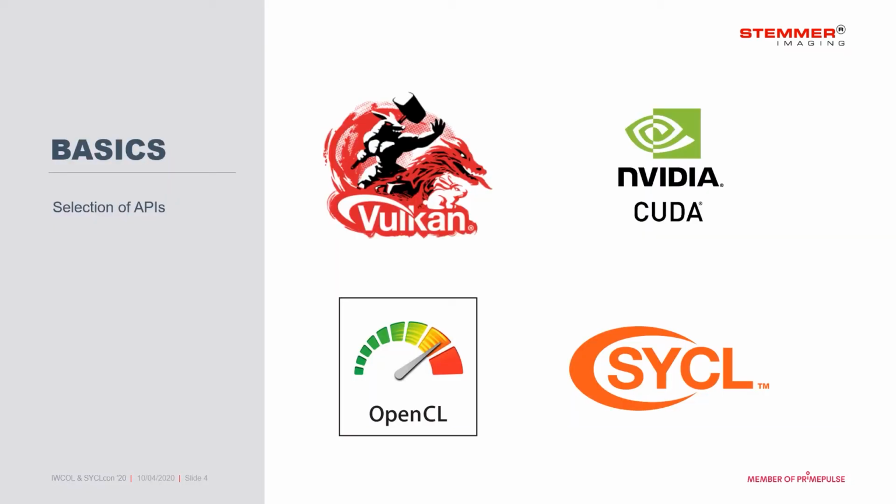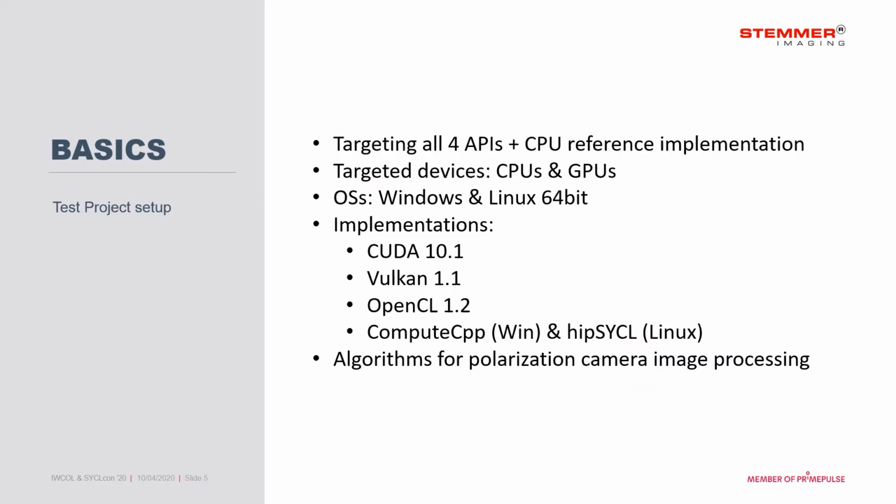So let's start with the selection of APIs. I chose the 3 Khronos standards: Vulkan, OpenCL, and SYCL, and as a reference, as it's used widely, especially in scientific applications, I also chose CUDA. The test project created for this evaluation targets all 4 APIs plus an extra CPU reference implementation. The targeted device types are CPUs and GPUs, when possible through the same APIs. So OpenCL and SYCL, for example, allowed us to target both using the exact same code.